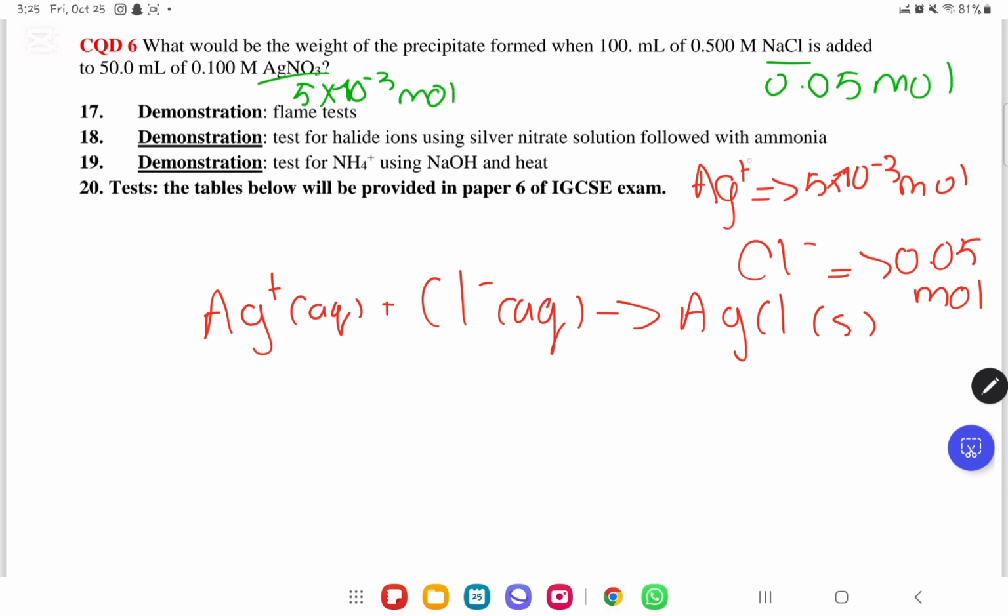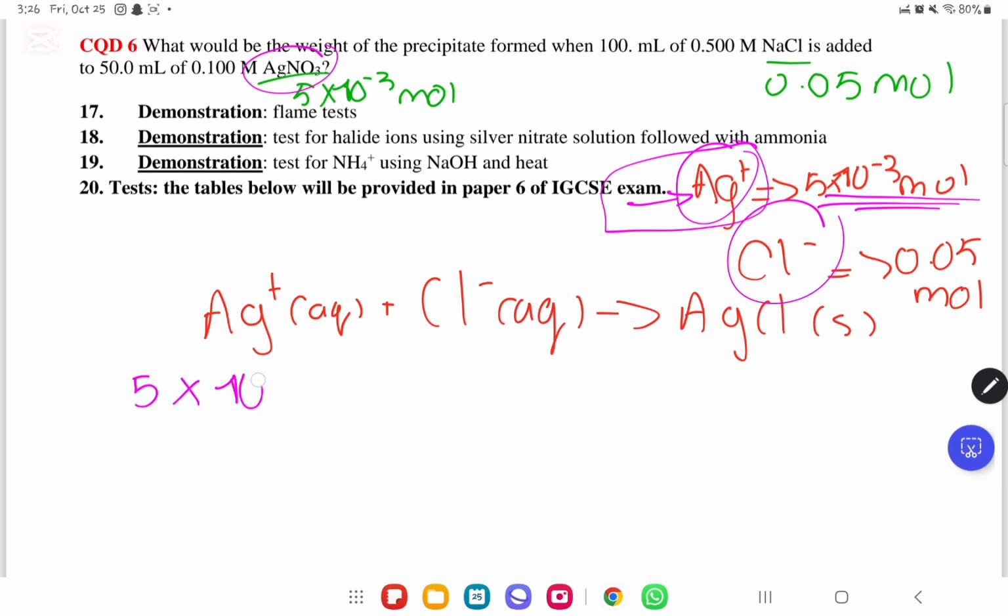So definitely, by looking at it, which one is the limiting reagent? Which one has a smaller number of moles? It is the AgNO3. Anyway, by looking at Ag plus and Cl minus, which of them is the limiting ion? It's Ag plus. So we will be using the limiting reagent, the one that has the smaller number of moles. The limiting ion, which is Ag plus, its number of moles is 5 times 10 to the negative 3. So if 1 Ag plus is 5 times 10 to the negative 3, that means 1 AgCl, its number of moles will be 5 times 10 to the negative 3.